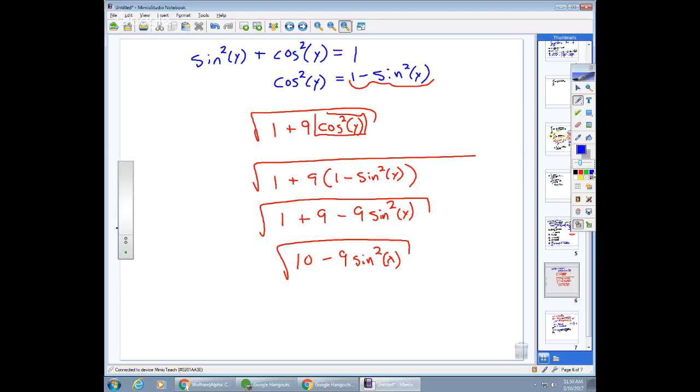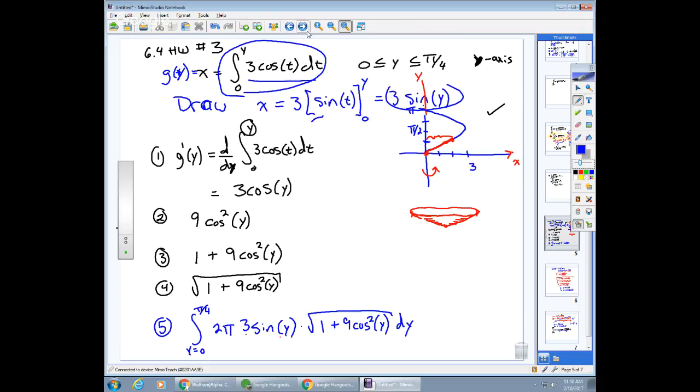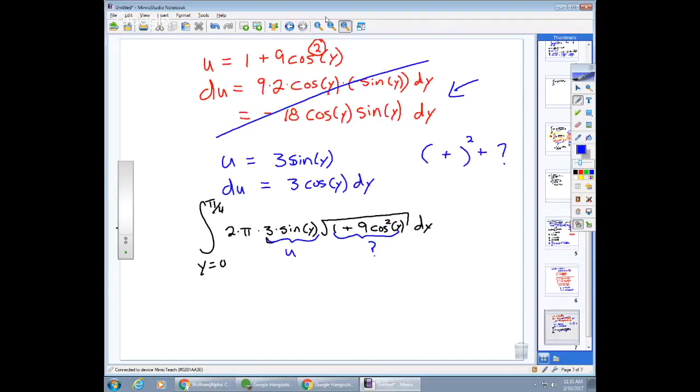But let's try a u-substitution. If we let u equal 10 minus 9 sine squared of y, then du is equal to 9 times 2, or 18. I also have a negative, and then times the base, sine of y, times the cosine of y. Notice, does that look familiar? That's exactly the same du we found right here.